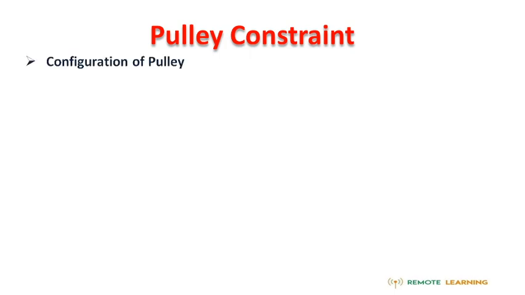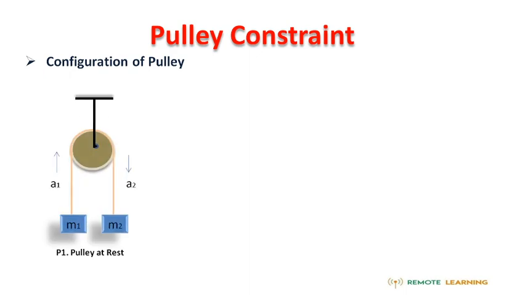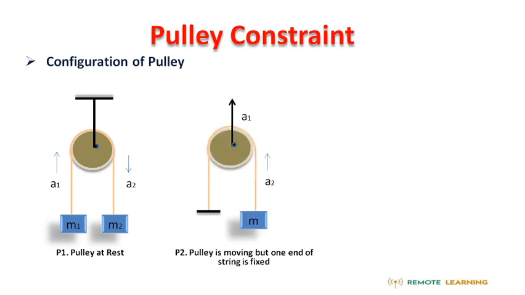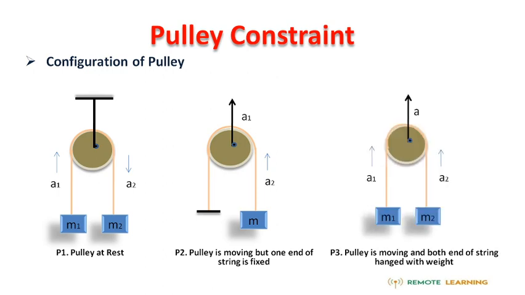Now we will talk about some general configurations of pulley. The first configuration is P1, that is pulley at rest, meaning the pulley is rotating but not moving from its position. Second is pulley moving but one end of string fixed, meaning the pulley is rotating as well as moving. In this case you can see that the pulley is moving upward with acceleration a1. And the third one is P3, meaning the pulley is moving and both ends of the string are hanging with weights.